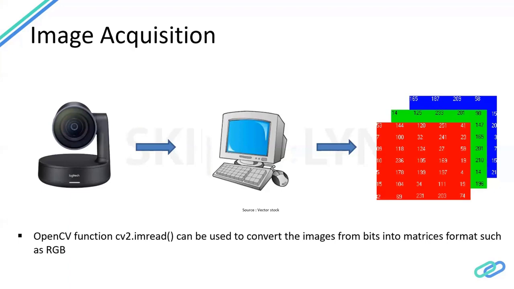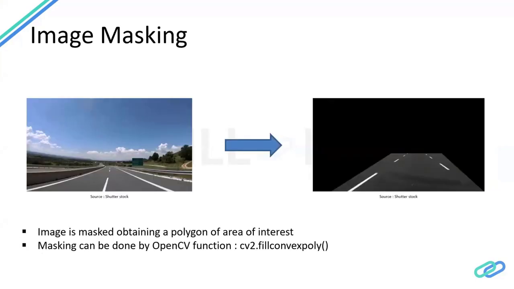OpenCV has a function called imread, which reads the image, and you can specify in which format you want the image to be read. In this case, the image is being read in the BGR format, which is followed by OpenCV. And image masking is a method here.